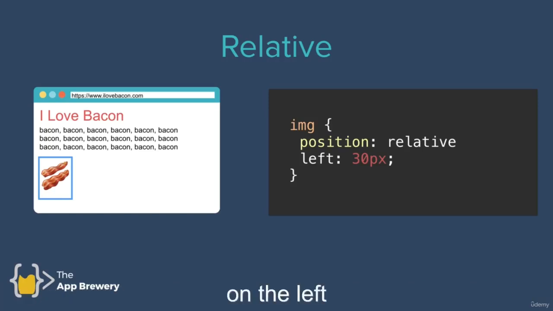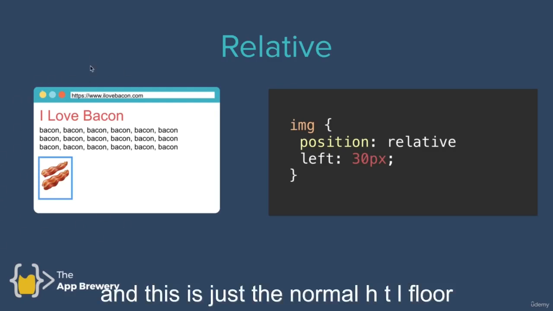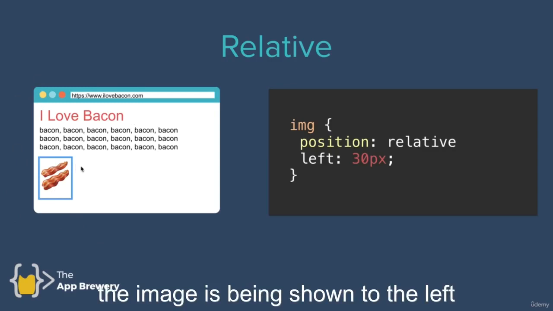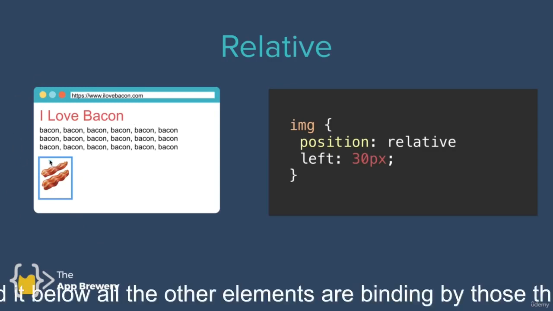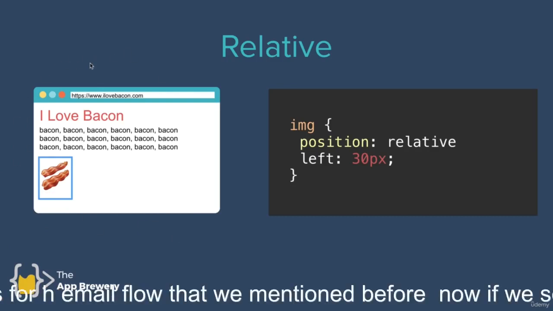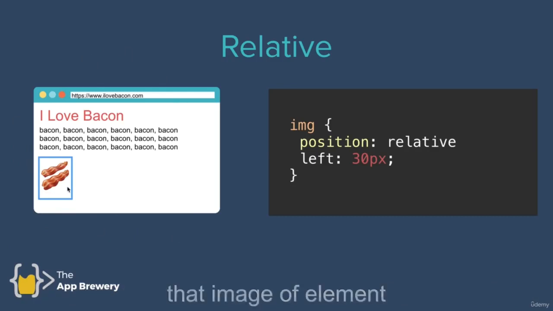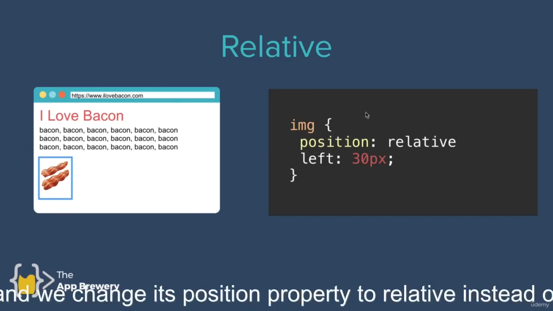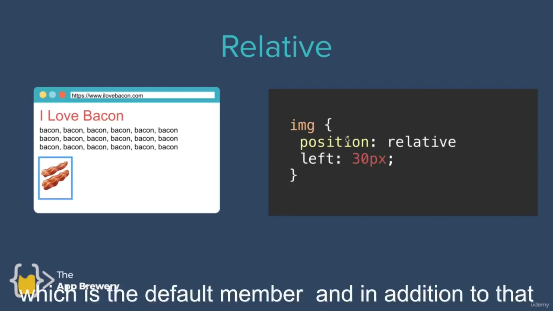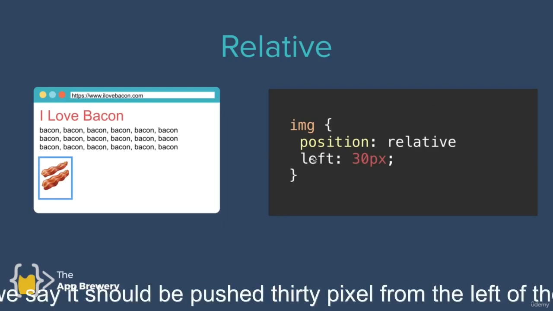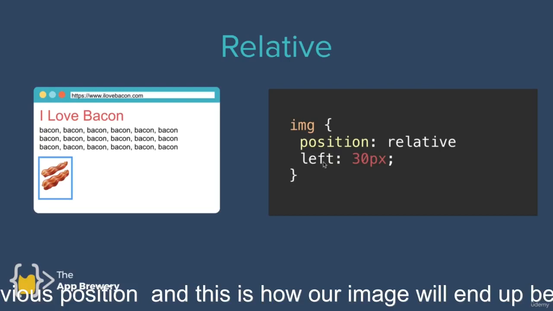So in this case, on the left, we've got our Bacon fan site, and this is just the normal HTML flow. The image is being shown to the left, and it's below all the other elements, abiding by those three rules for HTML flow that we mentioned before. Now, if we select that image element and we change its position property to relative instead of static, which is the default, remember, and in addition to that, we say it should be pushed 30 pixels from the left of the previous position. This is how our image will end up being positioned.